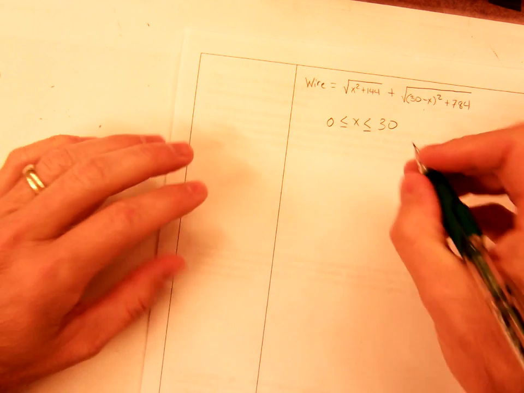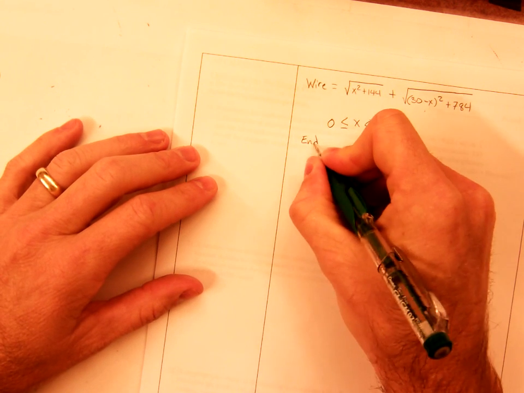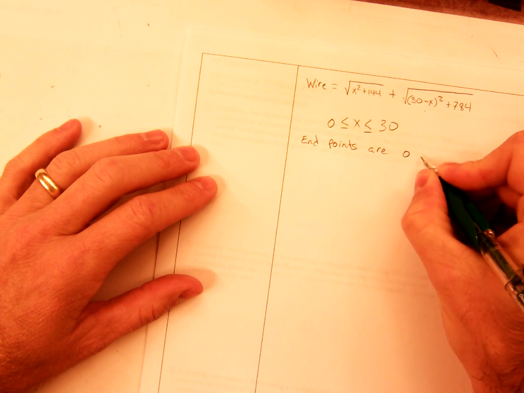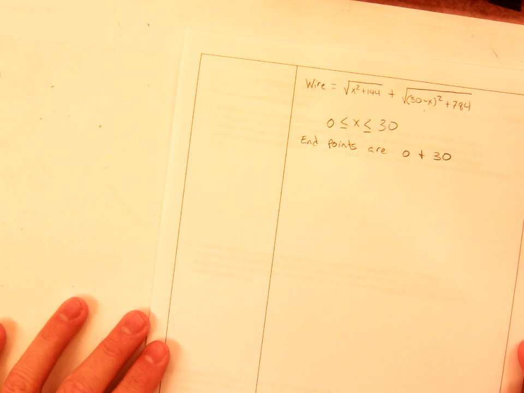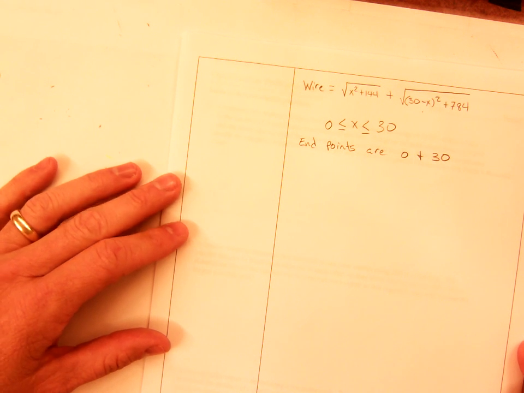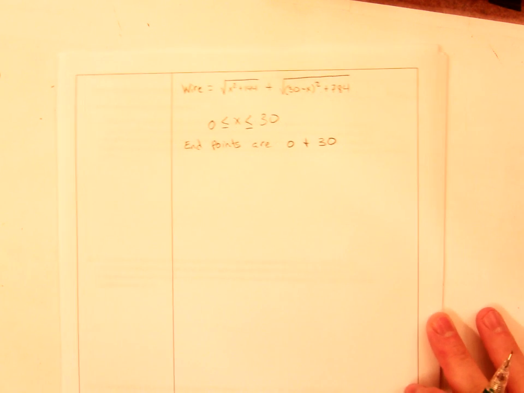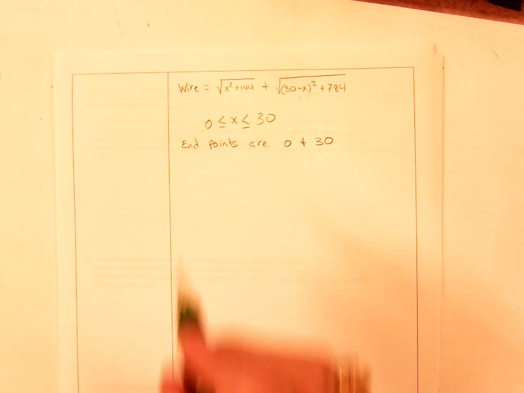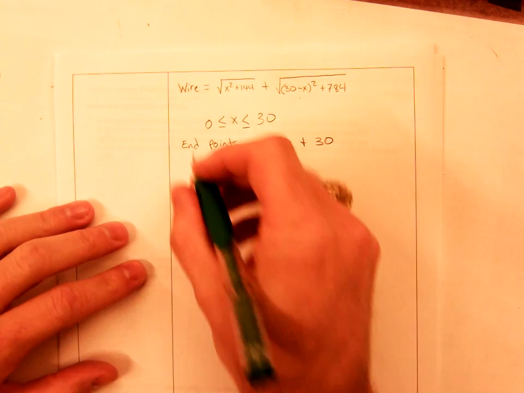Okay, so our domain needs to be between 0 and 30, and those are our two endpoints. So endpoints, I'm going to write this down. 0 and 30. Is everybody okay with that? That may be the trickier part of it. Okay, so now the next step, step 5, is to find critical numbers. How do I find the critical numbers? How do I do that? Derivative of this. So I'm going to call y plus z w now.